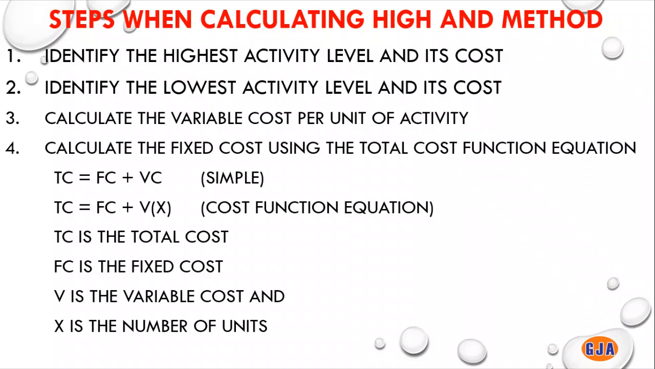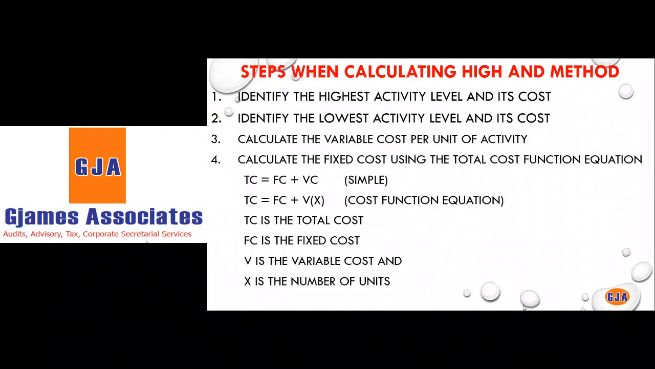So, identification: we start by identifying the highest and the lowest activity levels, and also the highest and the lowest cost. Then we move on to the third step, which is about calculating the variable cost per unit of the activity. The variable cost per unit of the activity must be calculated.